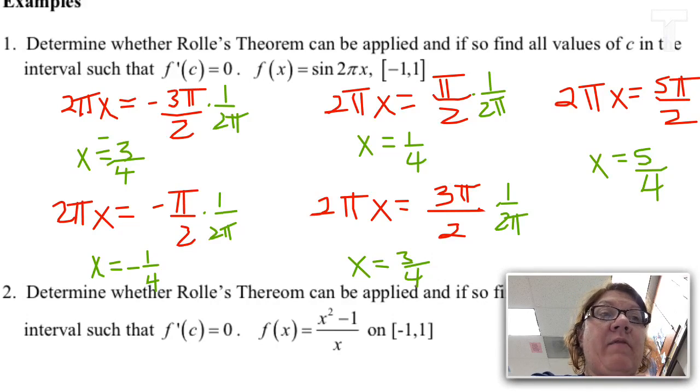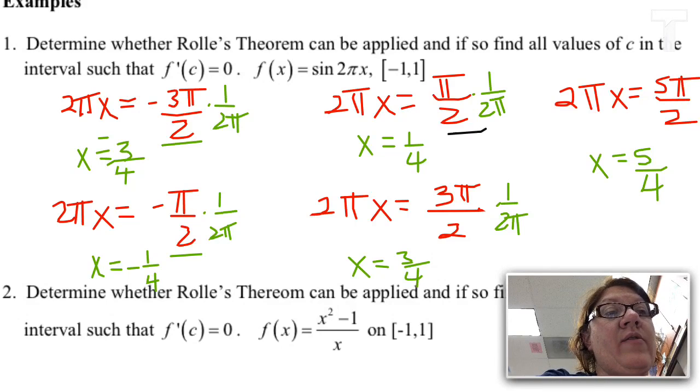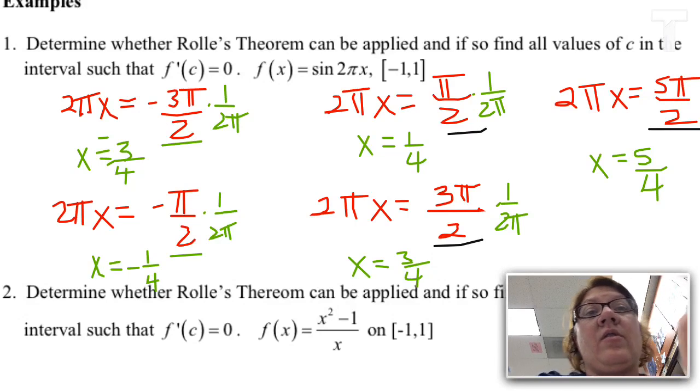So here were several of my options that I had listed on the previous screen. Taking the cosine inverse, of course, when cosine is 0, I get all these values that I set it equal to in red. And then when I solve, these are the values that I get.